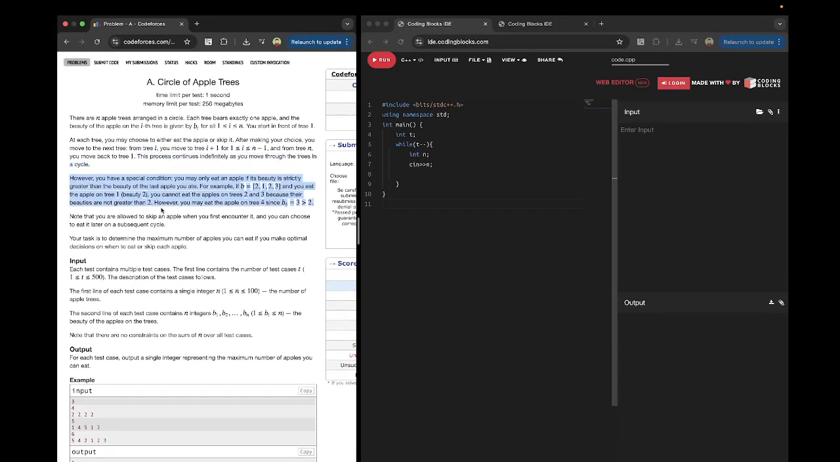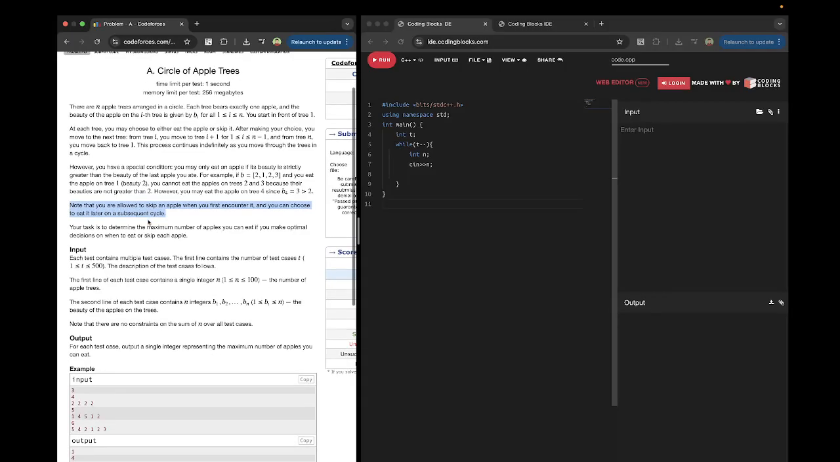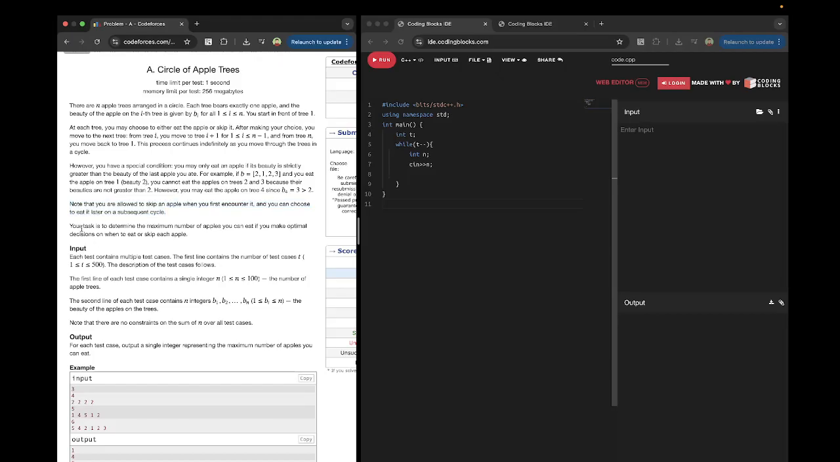However, you have a special condition. You may only eat an apple if its beauty is strictly greater than the beauty of the last apple you ate. That you are not allowed. You are allowed to skip an apple when you first encounter it. You can choose to eat it later on a subsequent cycle. The task is to determine the maximum number of apples you can eat if you make optimal decisions on when to eat or skip each apple.